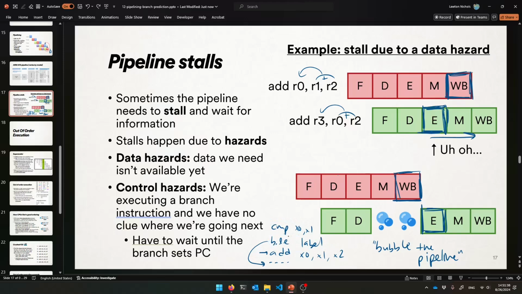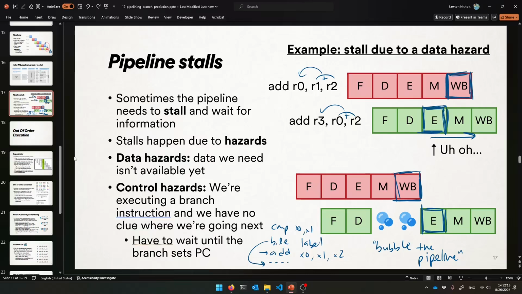As we're working on this branch, we're trying to fetch the next instruction, and we don't know which one to fetch, because we haven't taken the branch yet. That happens in the write back stage, which writes back to the PC. We don't even know what to fetch, because it could be this add, or it could be this place way down here if we took the branch. We have two options. We're not sure what to fetch until we get to the write back stage of the BLE. You have to wait until the branch sets PC, and so again, you need to stall for a little while.